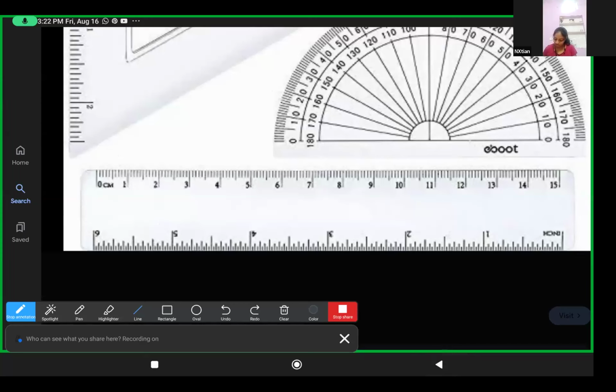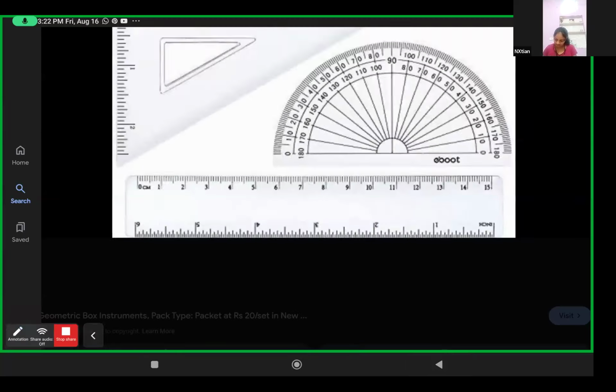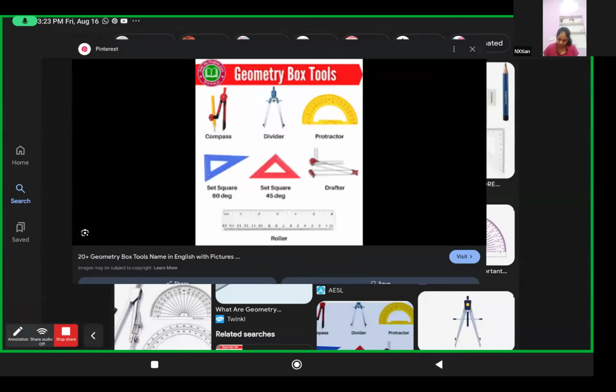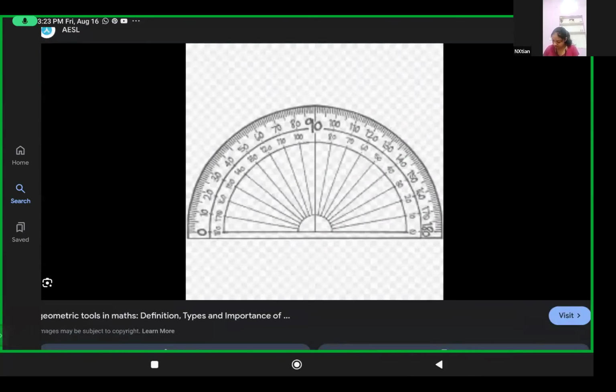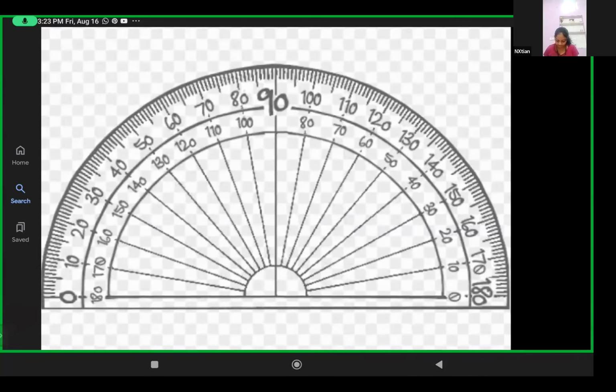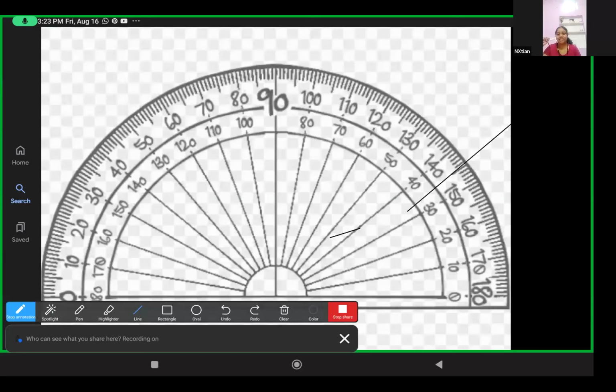Then we have, yes, a protractor. Let me just take a clear image. Yes, here's your protractor. Now, who's going to tell me its use? Ma'am, measure angles. Yes, for angles. You put a dot somewhere on one of the lines, then from the center you start drawing a line till that dot. Then the angle it creates is your angle.